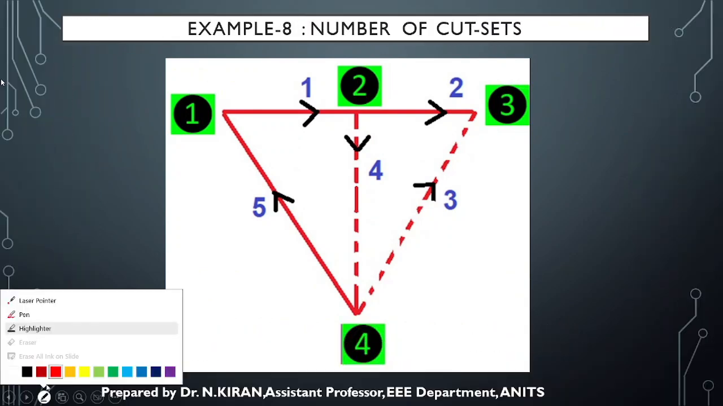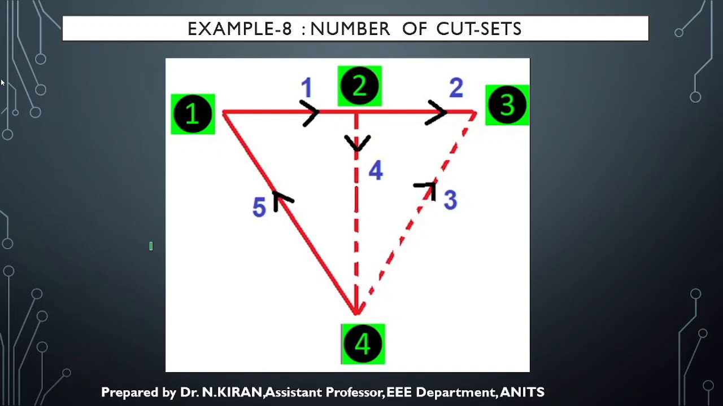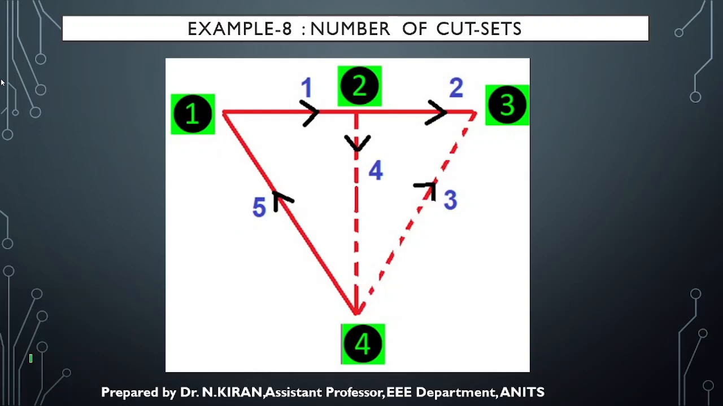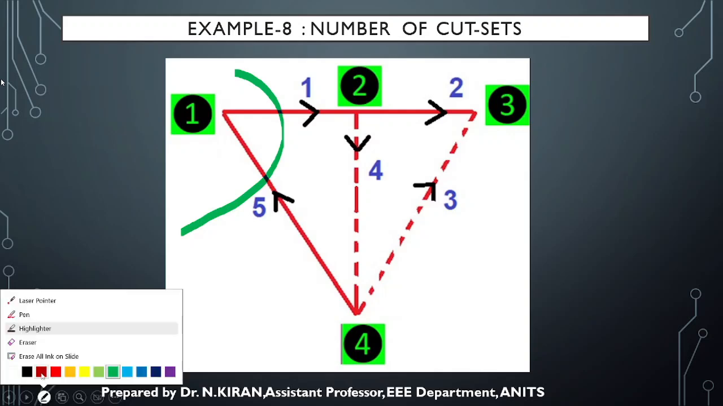I want you all to listen very carefully. Depending upon the number of twigs, we will get the number of cut sets. So this is one twig, this is one twig, this is one twig, and the fifth one is another twig. While forming a cut set, one should remember that it should cut only one twig and can cut any number of links. If I consider this as a cut, can I consider this as a cut set? No, because how many twigs is it cutting? 2 twigs. But the rule is that while forming a cut set, it should cut only one twig.